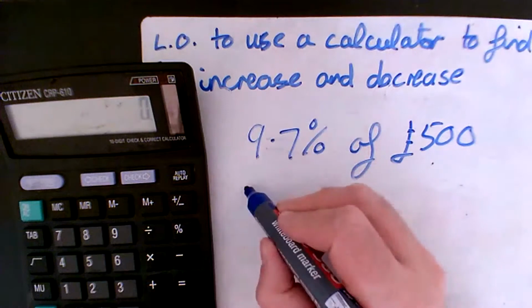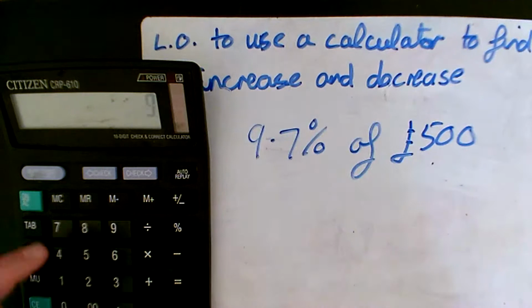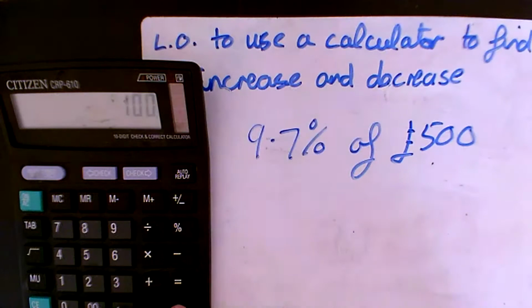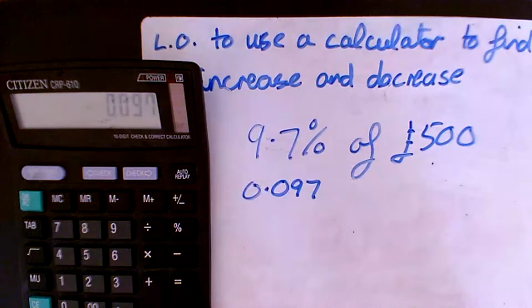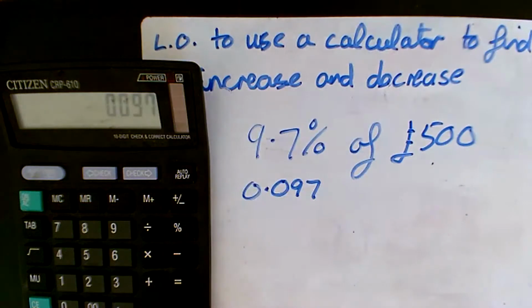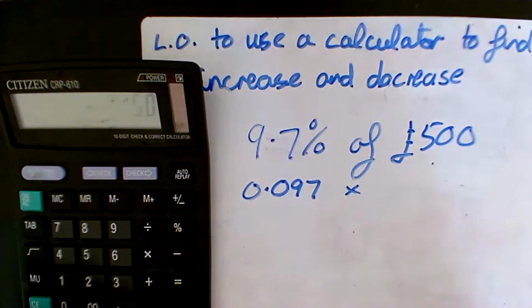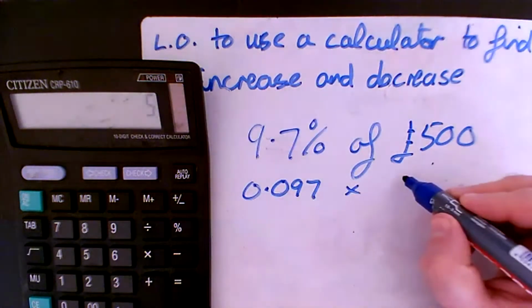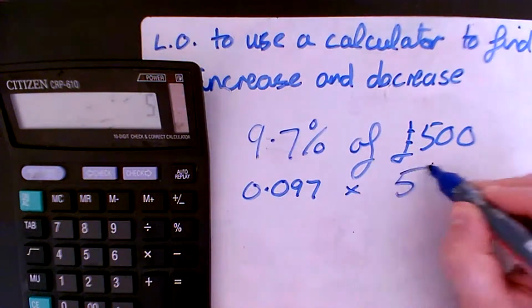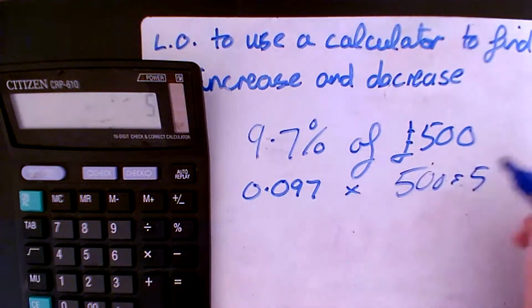So 9.7, let's put that in the calculator. 9.7 divided by 100, because I want to turn that into my decimal first, 0.097. So I've already got that in the calculator now, 0.097. Then I multiply that by my number, in this case 500, equals 48.5. Crikey, that's a bit of a surprise. I must have misread it. 0.097 times the 500 will give me 48.5. Okay.